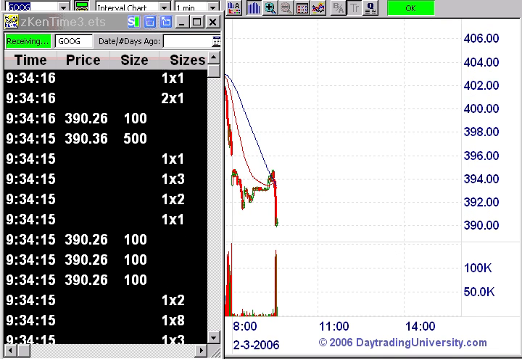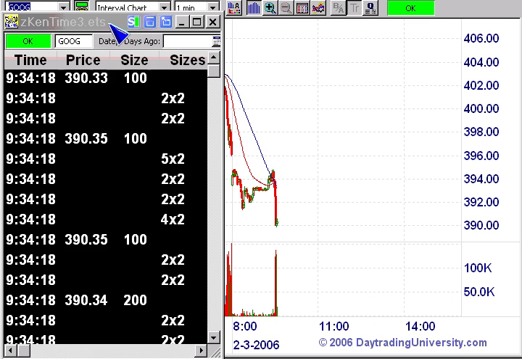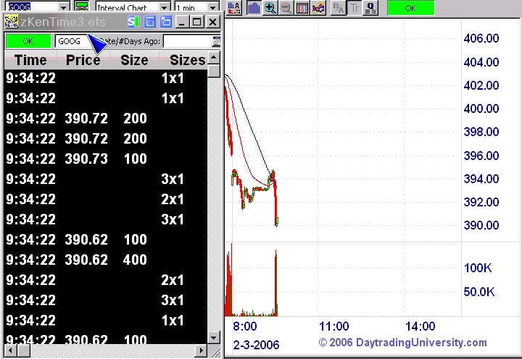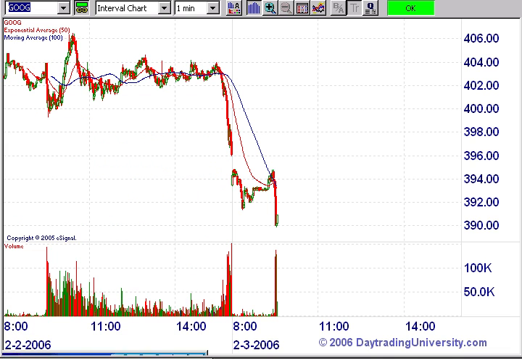Let's go over and see how Google's doing. Same pattern with Google. You're looking for a sustained trend in the pattern. Let's first take a look at the 2-day chart. Again, this is yesterday. This is today. This is a nice pattern.